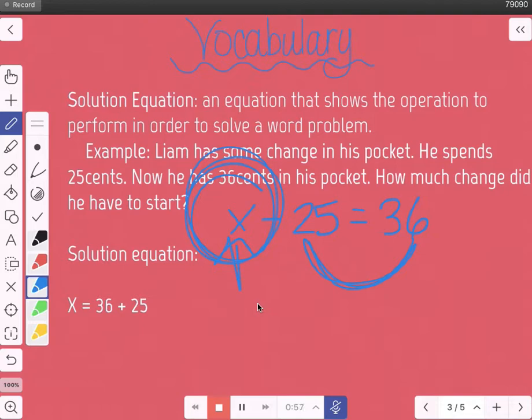So if you think to kind of like a math mountain, where he had some money, spent 25, still had 36. If I put those together, I would find that whole. Okay, so that's a review of what we did today with some specific vocabulary. I want you to make sure that you write down the definitions for both a solution equation and a situation equation, and the example, and both the situation and the solution equations.